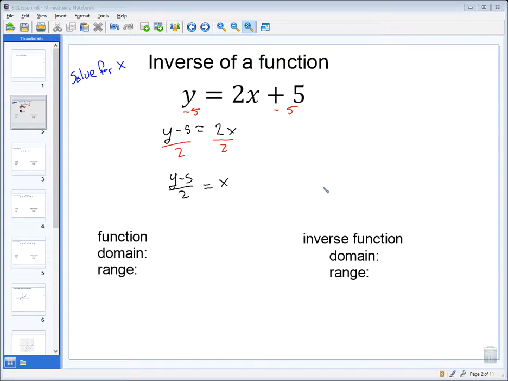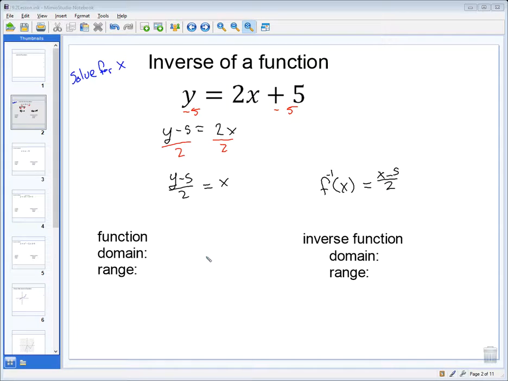Now, most of the time when you have a function, it's written as f of x. To write the inverse function, you write f inverse of x. So it's f raised to the negative 1 power. And we're using x, so I will put an x in for y. You have x minus 5 over 2. Here's my inverse function.